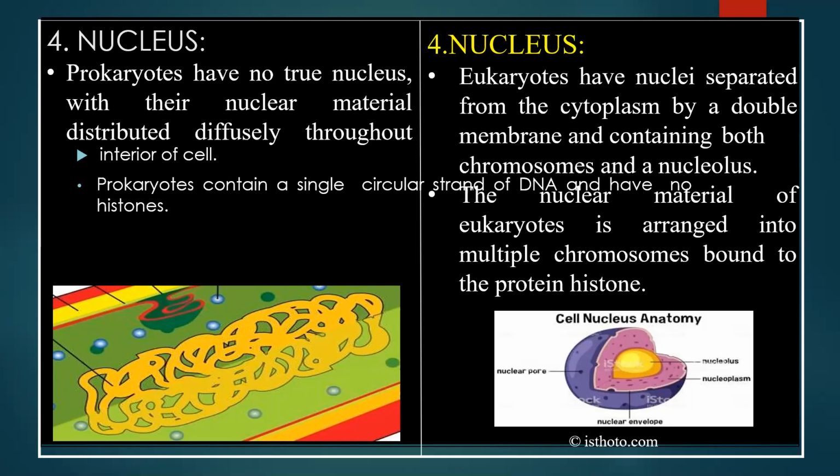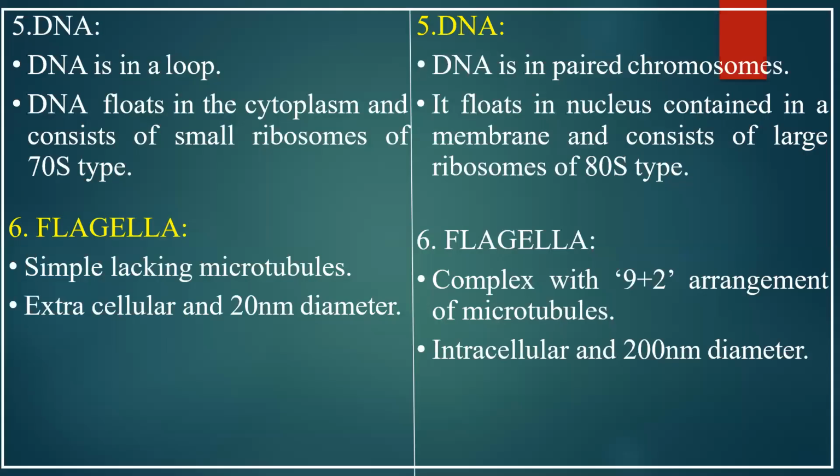Right, we can classify a living being based on its chromosomes, their number, and DNA structure. The DNA structure is also quite different. In prokaryotes, DNA is in a loop, a loop-like arrangement. DNA floats in the cytoplasm; as we discussed earlier, it has no specific position. And their small ribosomes are of the 70S type.